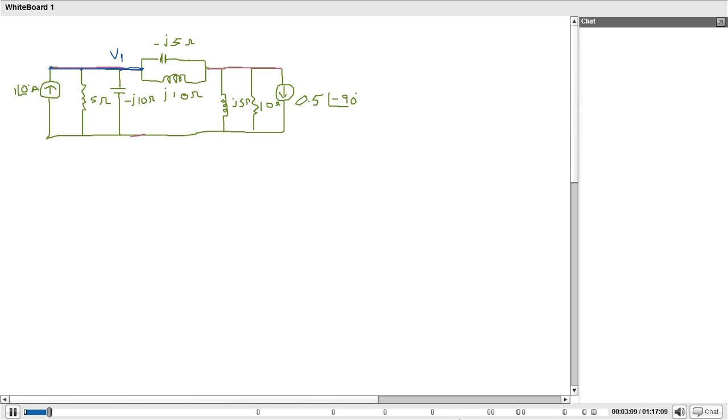So I am considering this branch as having potential V1. Similarly, the other end of the parallel branches, the 5J ohm, the 10 ohm and the current source, is nothing but another node. I considered this node as having voltage V2, and this is the reference node or ground node.